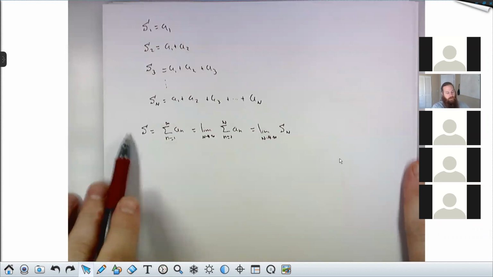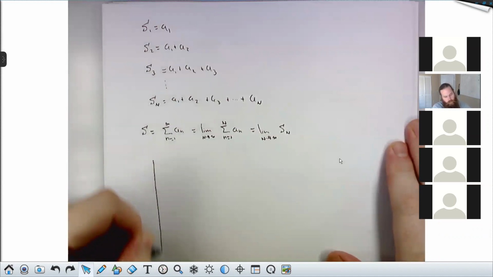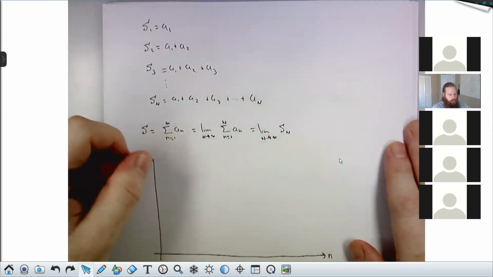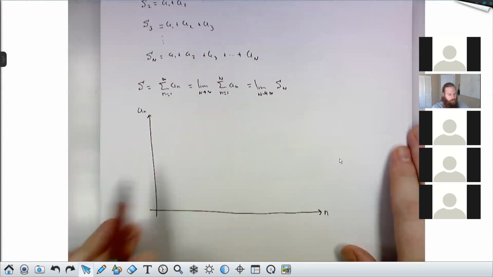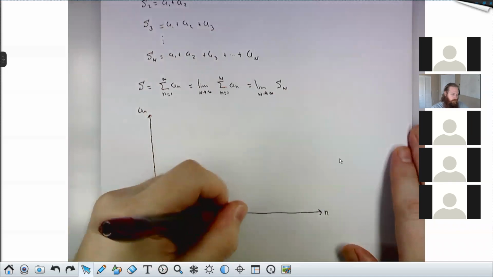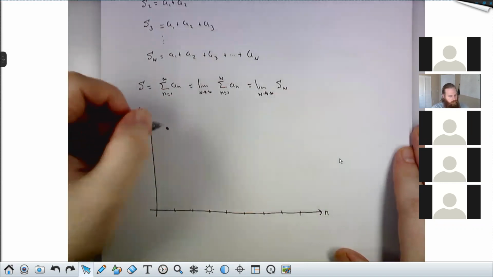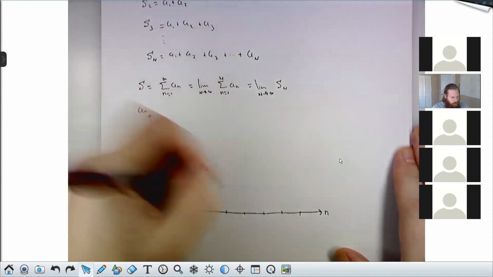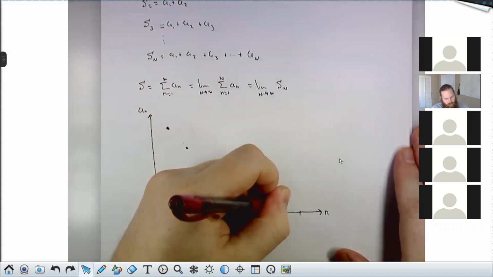And it's very similar to the definition of a type 1 improper integral. I want to show you, and this is where we'll pick it up on Wednesday, how exactly you can think of these infinite series as the integral of a sequence. So maybe here's 1, 2, 3, 4, 5, 6, 7, 8. And maybe up here, here's A1. And maybe here's A2. Here's A3, A4, A5, A6, A7, and so on.